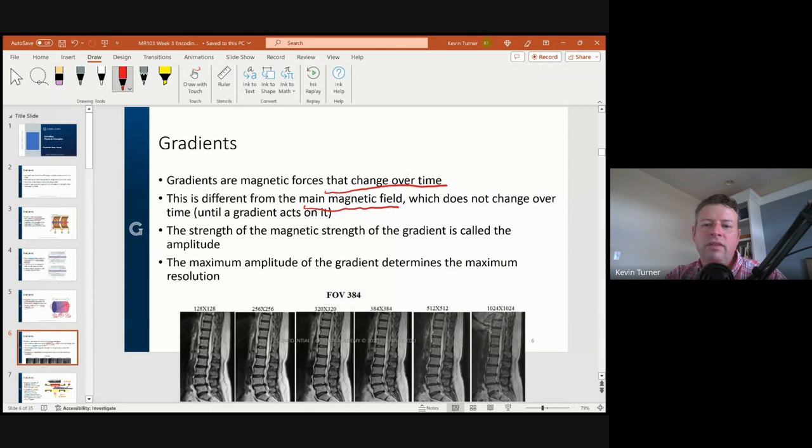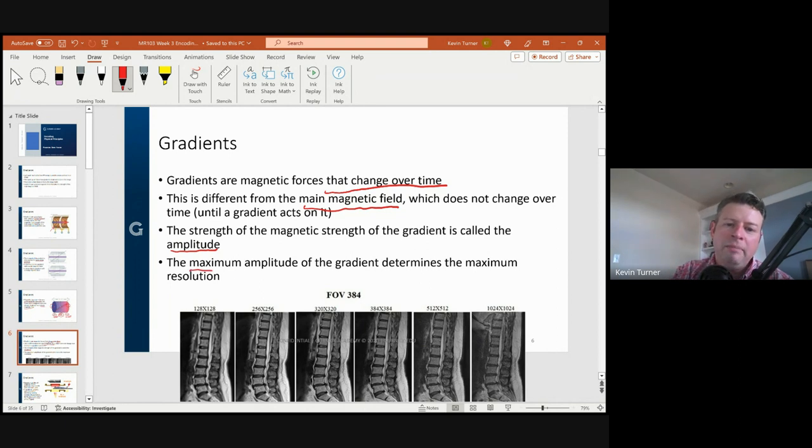The strength of the magnetic field of the gradient is called the amplitude. So amplitude and steepness are the same, okay? When I say there's a shallow gradient, it has a low amplitude. Amplitude is a word we use in MRI that just means a certain amount of energy. Low amplitude means low energy, high amplitude means high energy. A shallow gradient is low amplitude. A steep gradient is high amplitude. I will mostly talk in terms of steep and shallow gradients, because I find it's easier to understand that way.